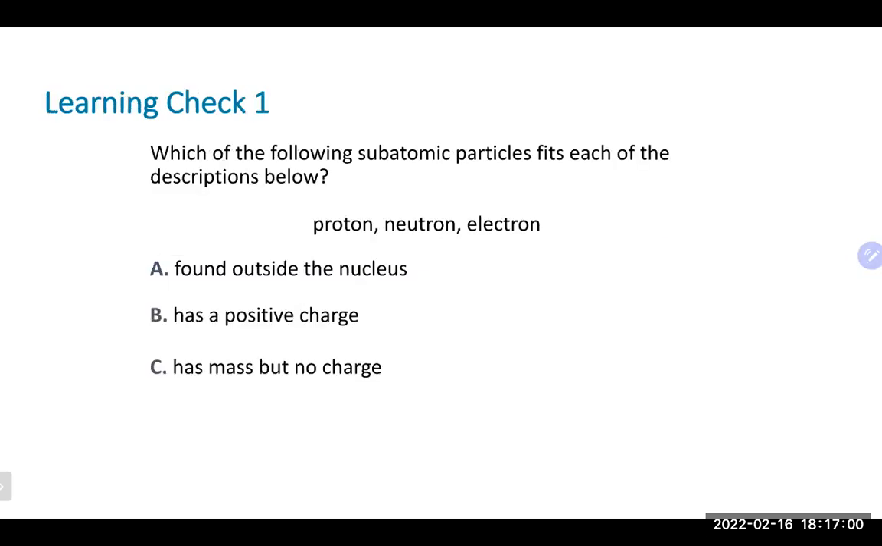All right, so let's talk about these. Which of the following subatomic particles fits each description? Found outside the nucleus should be the electron. Has a positive charge should be proton, and has no charge would be neutron. Sounds good. Looks like a winner.